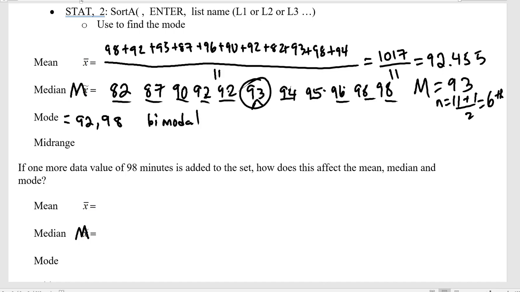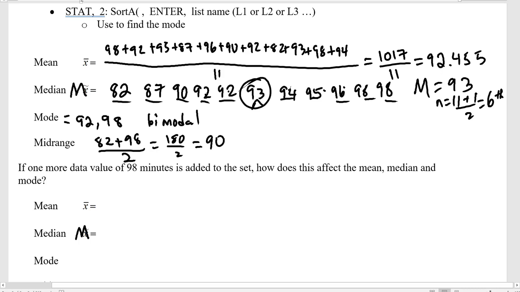The mid-range, we take the lowest number, 82. I have to clean that up, sorry. Plus the highest number, 98. All divided by 2. I think that's 180 divided by 2, which is 90. And notice that is still a measure of the center. It's a little off from the other ones, but it's in the middle of the highest and the lowest number. So we have our median, we have our mean, we have our mid-range. All measures of center. What if I added another 98 at the end?